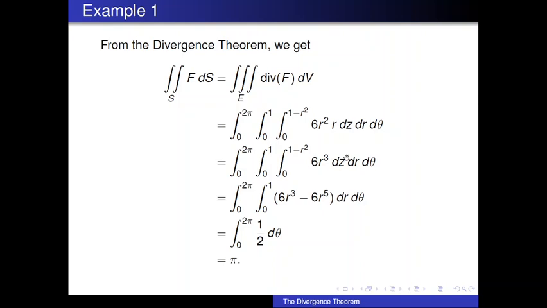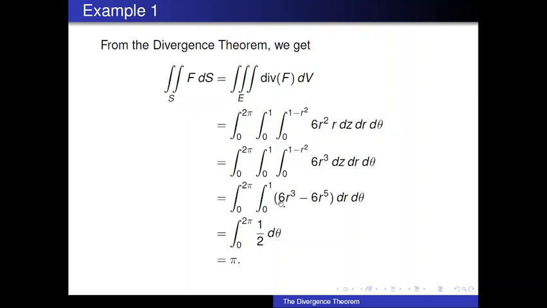And when we do the z integral, we just get 6r cubed z. So we'll evaluate that at 1 minus r squared and at 0 and take the difference, and it leaves us with 6r cubed minus 6r to the 5th. Okay. And so now we'll do the r integral, and we'll integrate from 0 to 1. So what do we get?